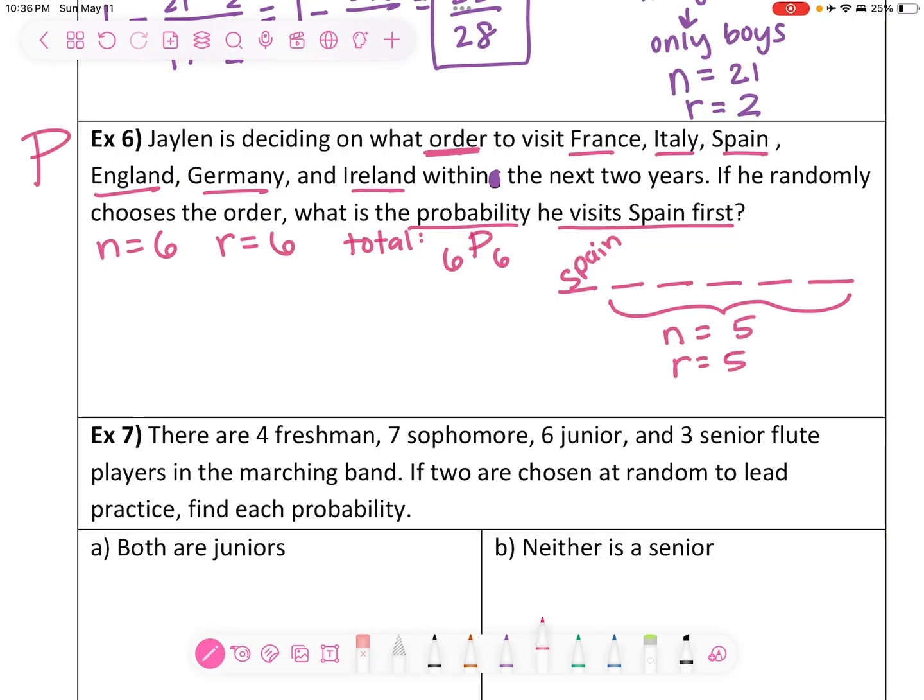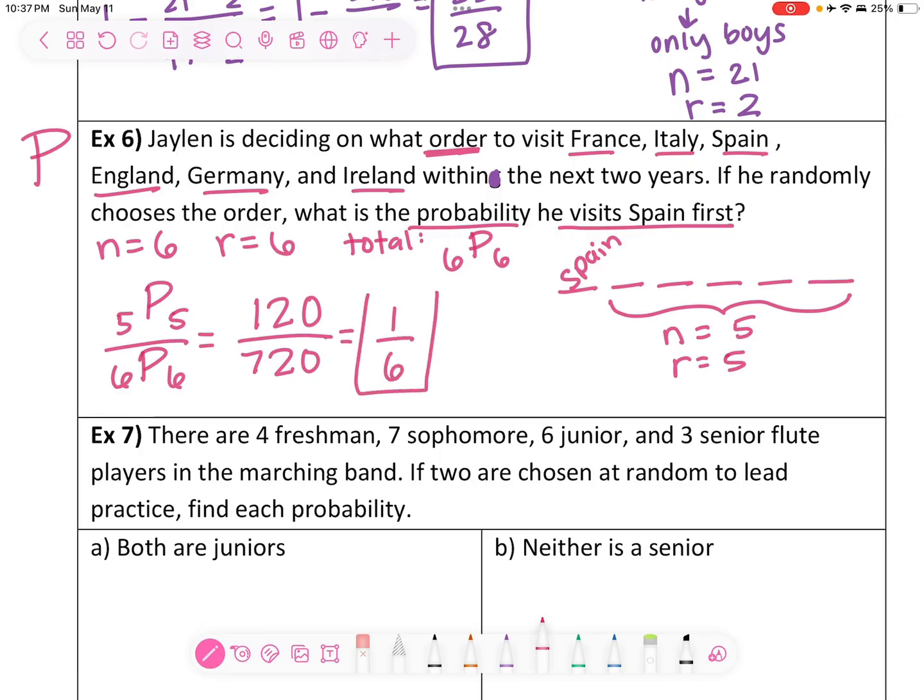So for our numerator, for our desired outcomes, it's going to be 5 combination 5. Oh, not combination, excuse me. It's still permutation because the order matters. 5 permutation 5. And then 6 permutation 6 for the denominator. We know the denominator is 720 because we did that earlier. 5 permutation 5 is 120. Simplify that and you get 1/6.